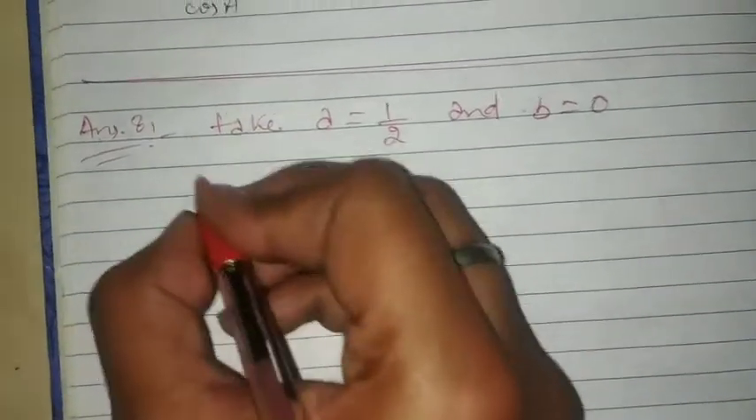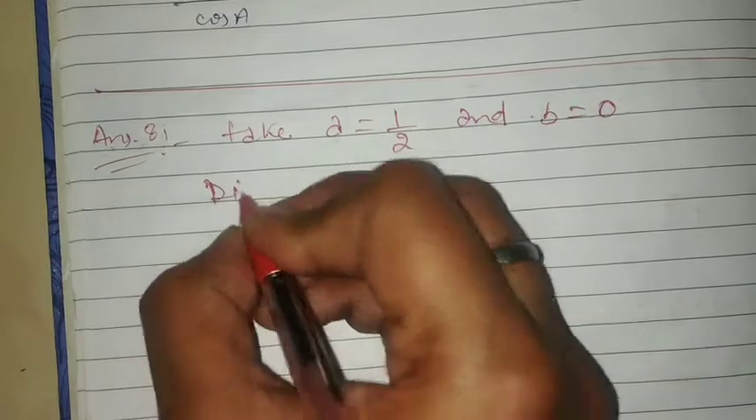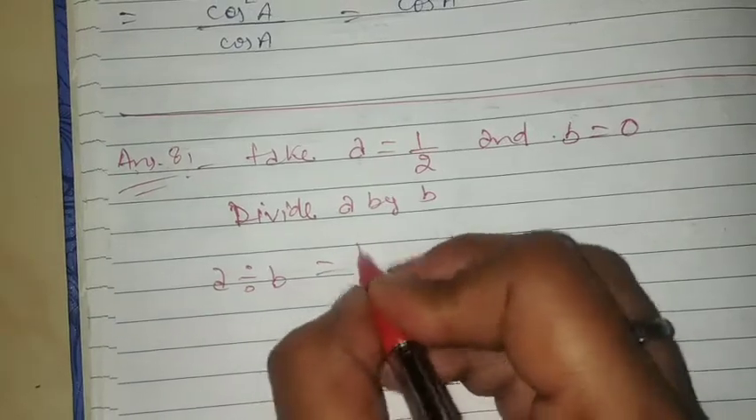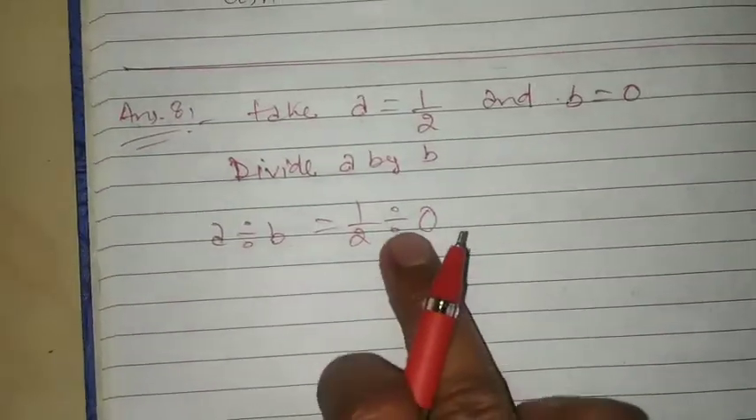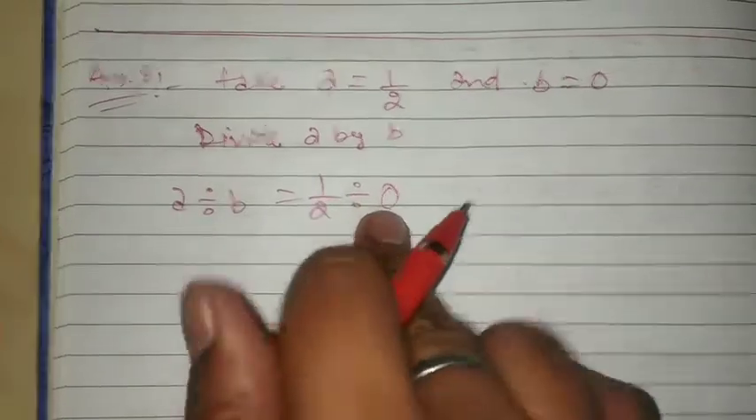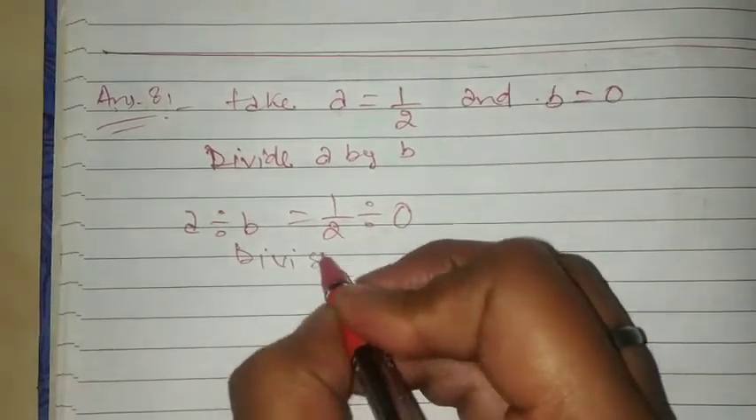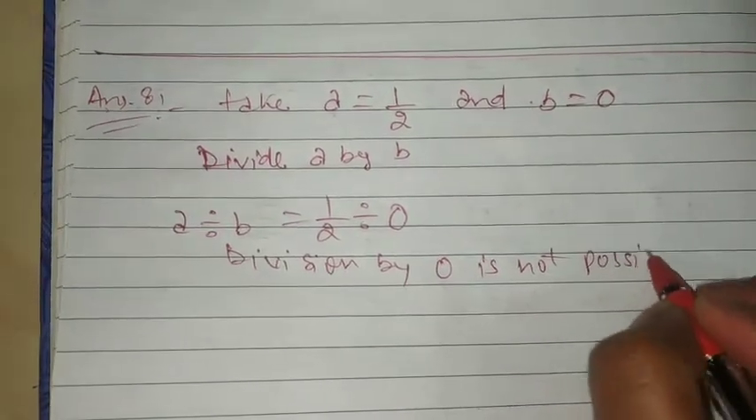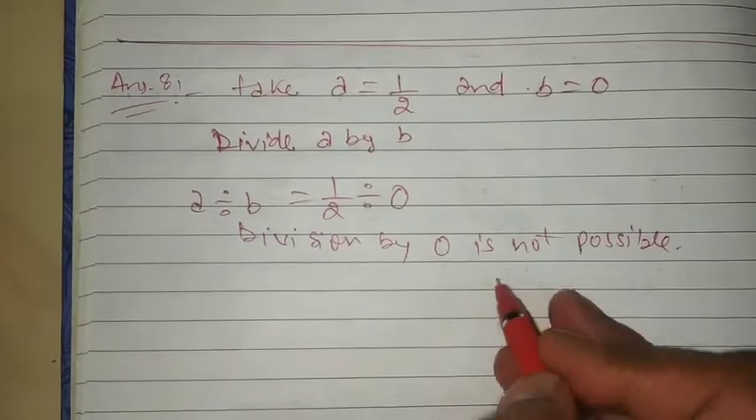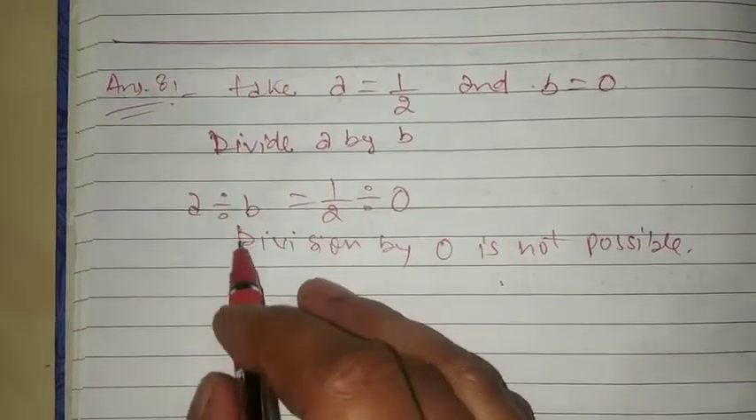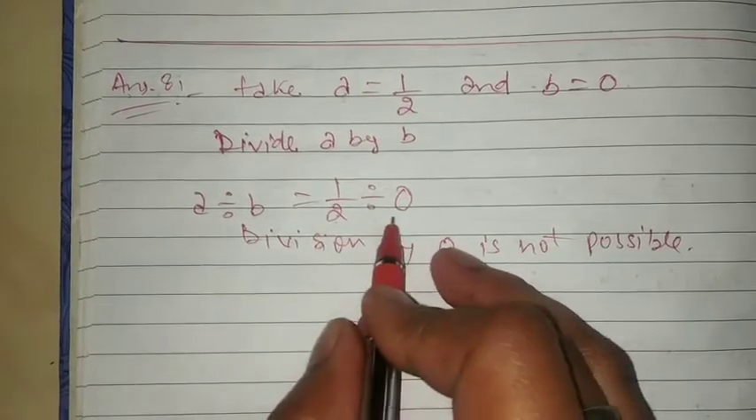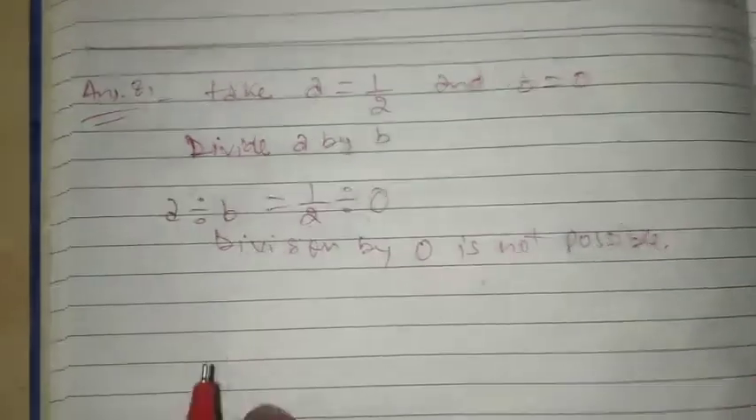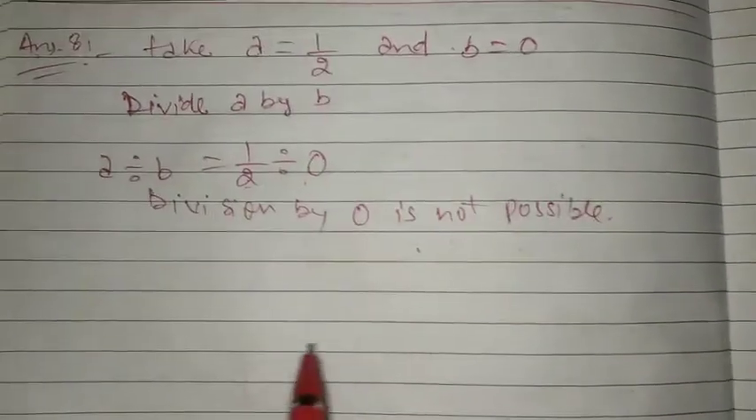Okay, now we all know, simply divide a by b. So a division by b will be 1 by 2 divided by 0. Now we all know the division by 0 is not possible. Okay, division by 0 is not possible. So since this is not possible, that's why we cannot say that on dividing two rational numbers we will get a rational number. So thus closure property is not satisfied by rational numbers.